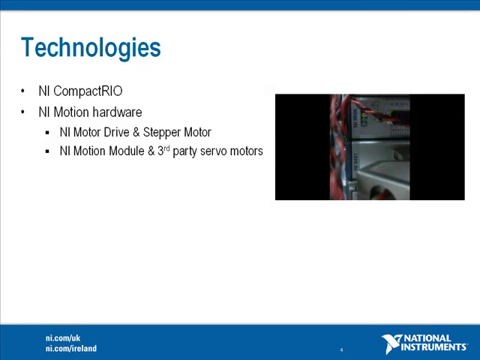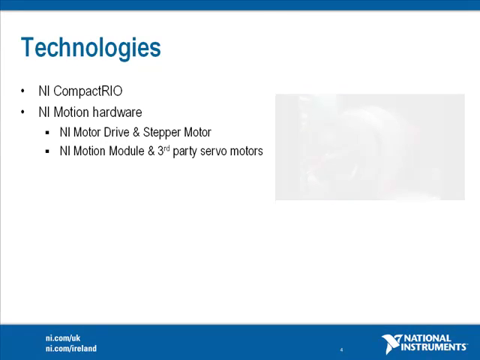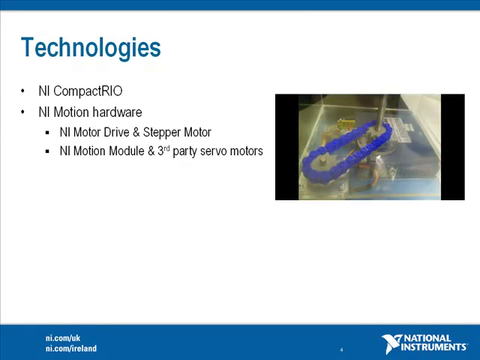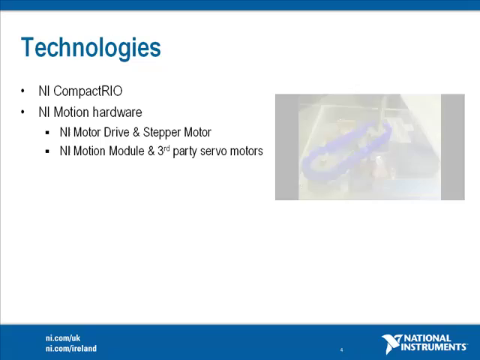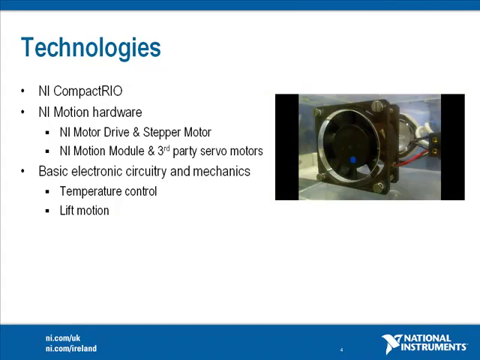For a motion demonstration we use a C-series module for cRIO with a DC motor for the power generation and also a separate drive and stepper motor for the lift. Some basic electronics and mechanics had to be produced as well in order to implement our temperature control and integrate our motors with our moving parts.